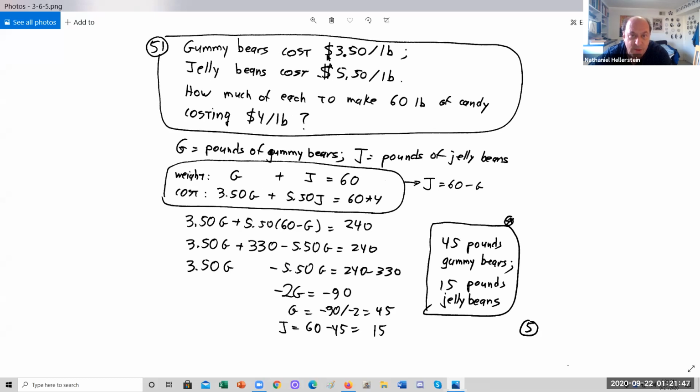Gummy bears cost $3.50 a pound. Jelly beans cost $5.50 a pound. How much of each to make 60 pounds of candy costing $4 per pound? Okay, this is known as a mixture problem.